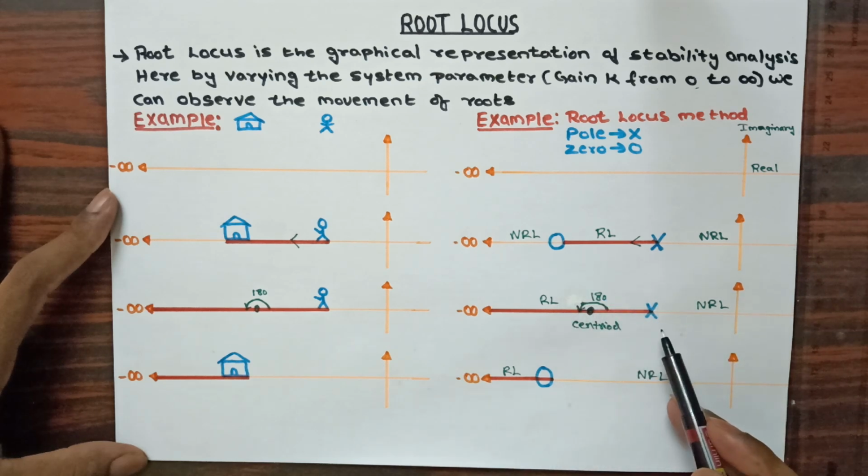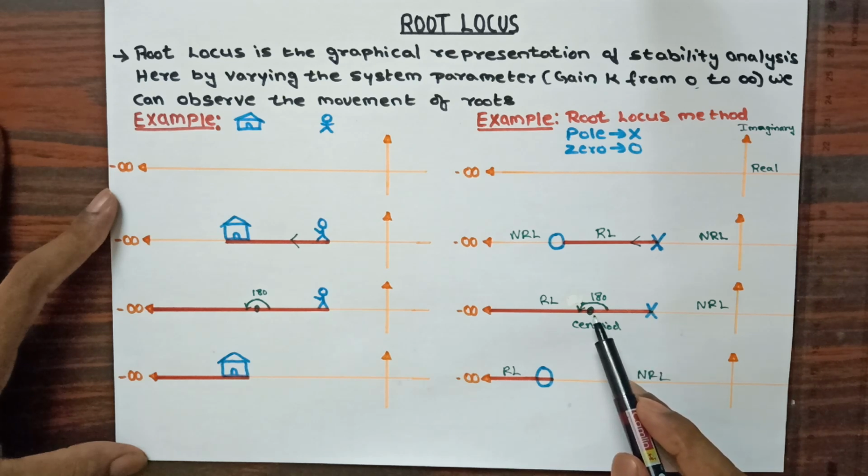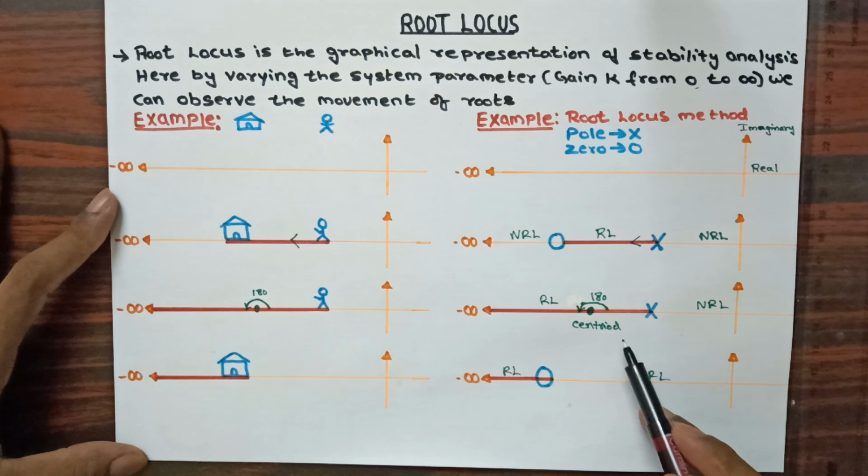So when only one pole is there, then that pole we will be considering as a asymptote, and the angle what we are providing for that pole, it will be considered as a angle of asymptote. And to draw an angle, what point we are considering, that point will be considered as a centroid.